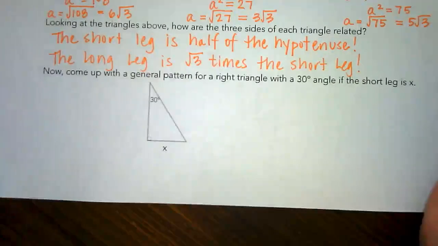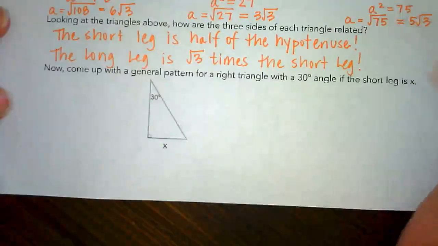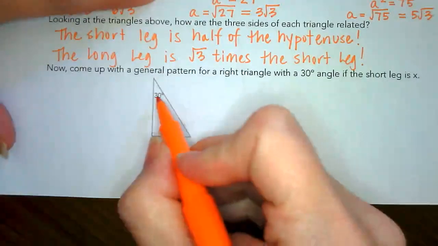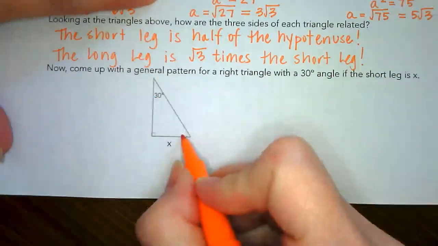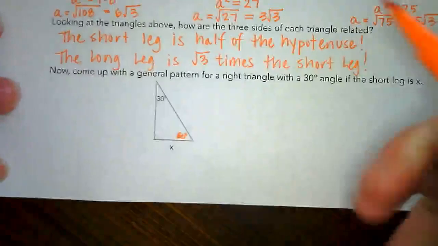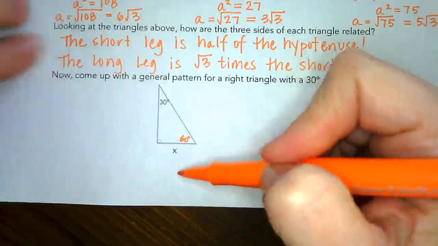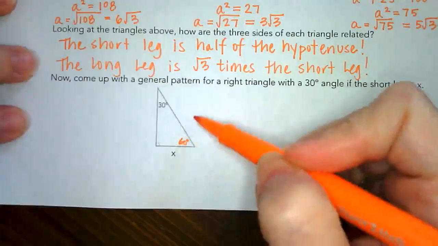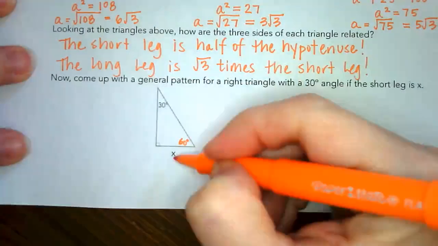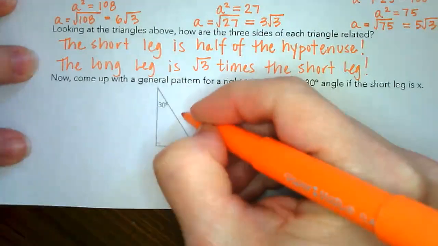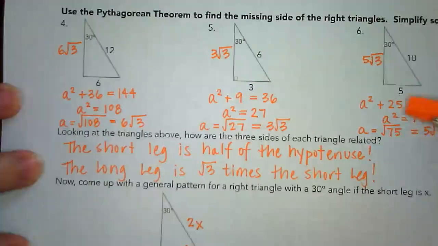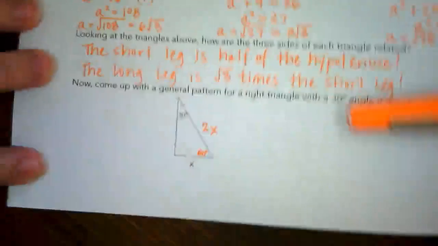All right, so now come up with a general pattern for a right triangle with a 30-degree angle if the short leg is x. Okay, so if this is 30 degrees, I know this one is 60 degrees. I'm just going to mention that right there. All right, so let's see. If this side is x, we said that the short leg is half of the hypotenuse, or that the hypotenuse is twice the short leg. So if this one is x, then this side must be 2x, and we can see that the hypotenuse is twice the short leg on each of those.